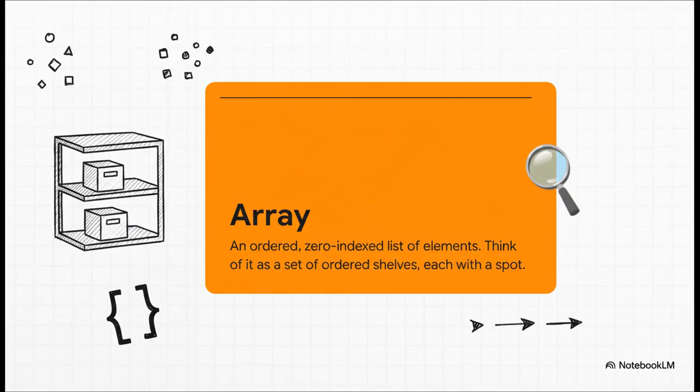So what is an array? At its core, it's just an ordered list of things. The first item is at index 0, the second is at index 1, and it just goes on from there. I love the analogy of a set of perfectly ordered shelves. Everything has its specific, numbered spot, and you know exactly where to look to find what you need.